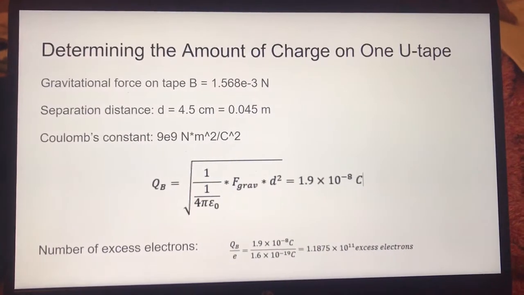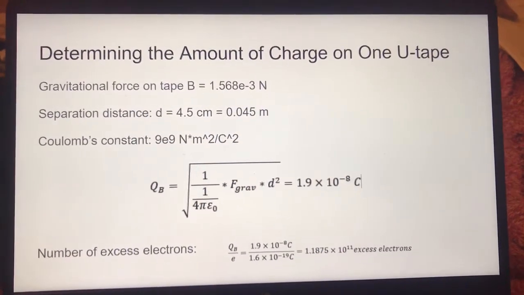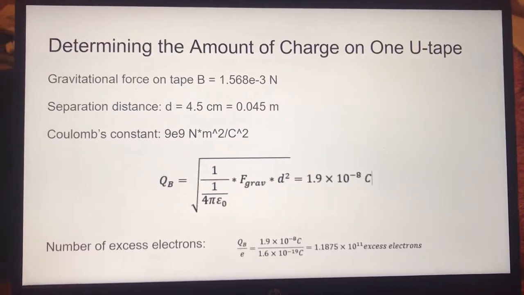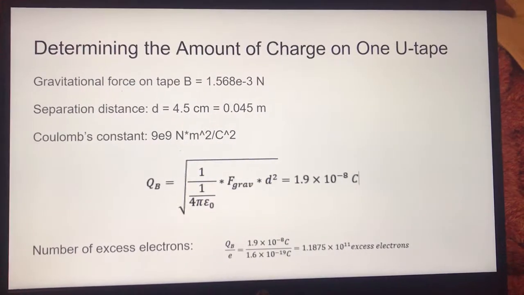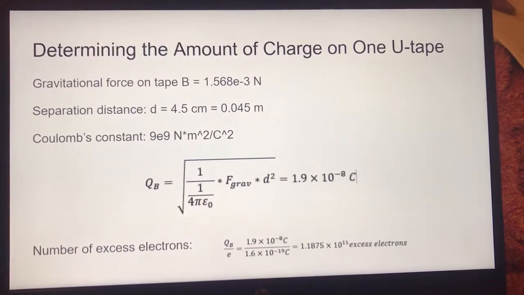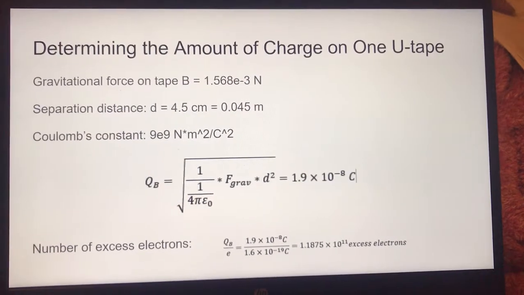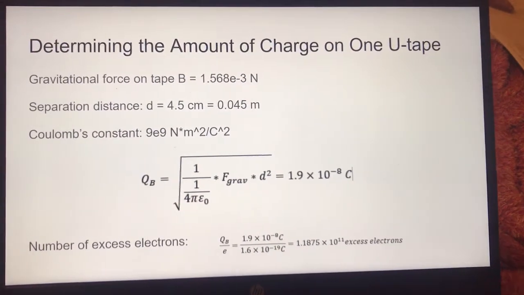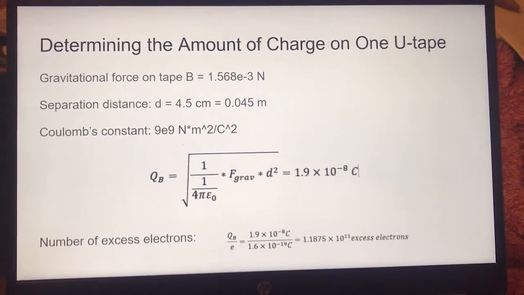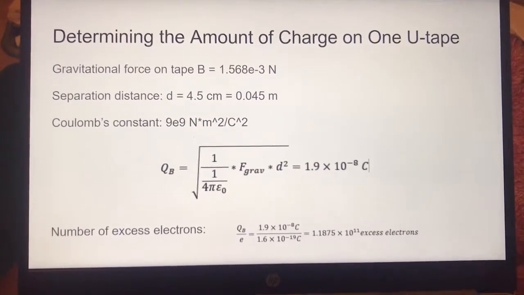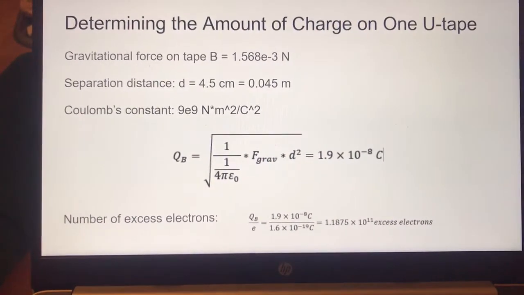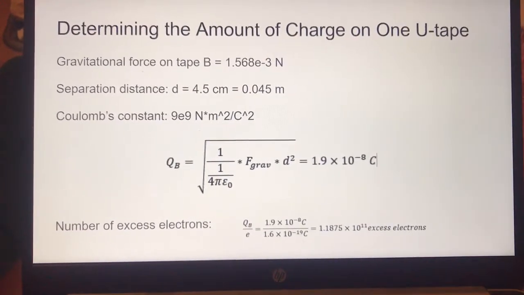Then we had to determine the amount of charge on one U-tape. By using the equation and plugging in the values for the gravitational force on tape B, the separation distance D, and Coulomb's constant, we found that the charge on one U-tape is 1.9 times 10 to the negative 8 coulombs. We only found the charge on one U-tape because we assumed that both tapes had the same magnitude.